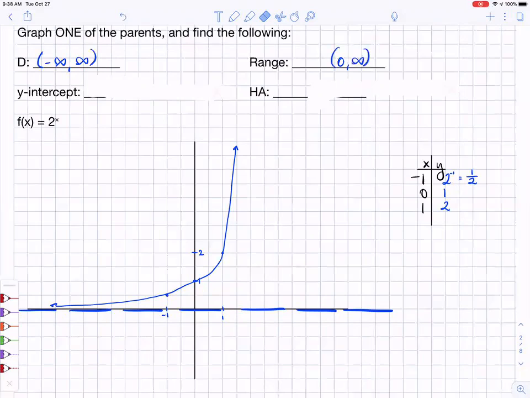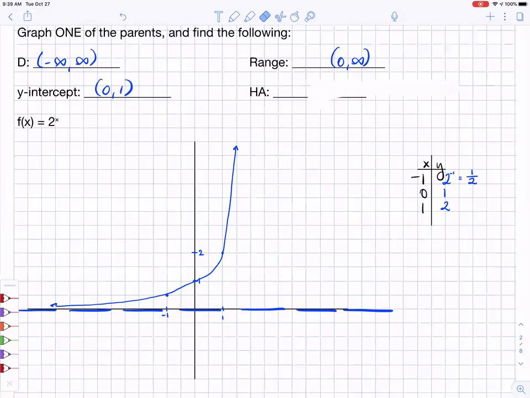Good, 0 to infinity. And I'm not including the 0 because that's a horizontal asymptote. I'm getting closer and closer and closer to it, but I'm not actually getting there. All right, one of the other 2 of you, y-intercept. All right, the coordinate 0, 1. This is what I would consider my special point.